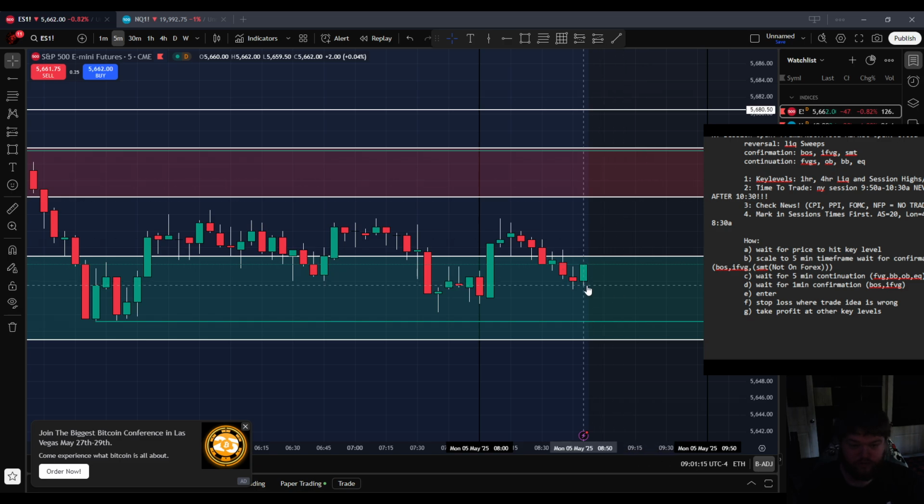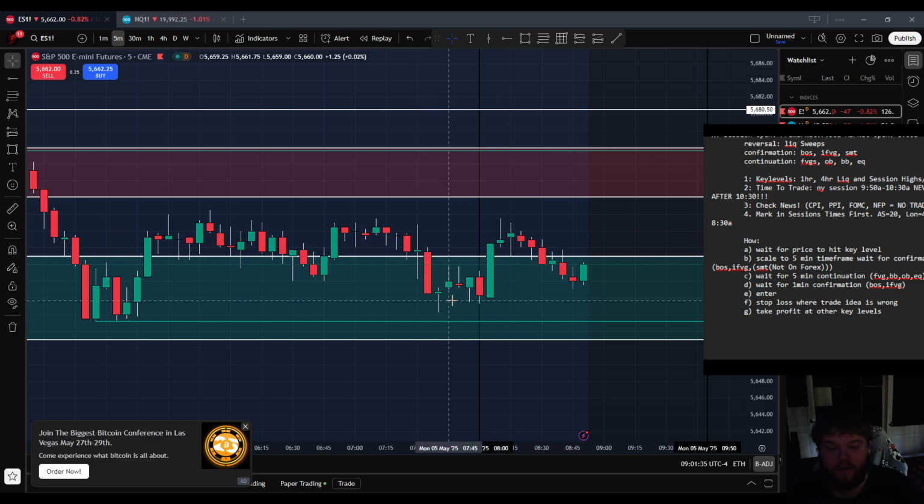We broke structure, and we got a fair value gap off the same candle. It's not an inverse fair value gap because there are no fair value gaps going down into this here. We had an inverse fair value gap here, and that wasn't until afterwards. Shoot, we could have done that. I didn't see that a second ago.